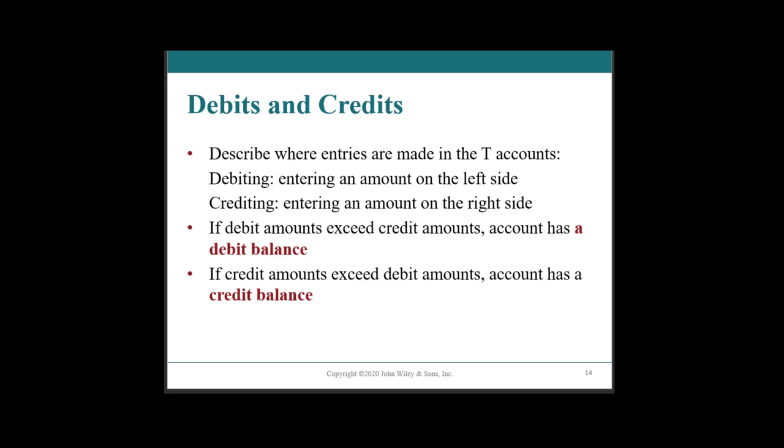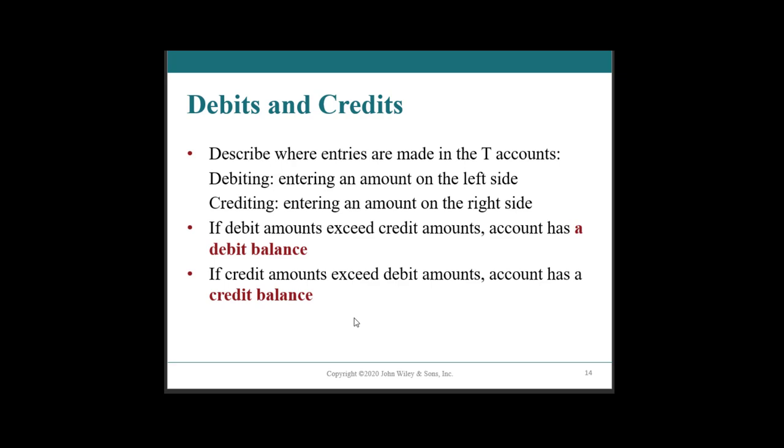So talking about debits and credits, if we were to think back to the part of the T account, debits are the left-hand side, and credits are on the right-hand side. And if at the end of the period, the debit side has more than the credit side, it's said to have a debit balance. And if the credit side exceeds the debit side, then it is said to have a credit balance.